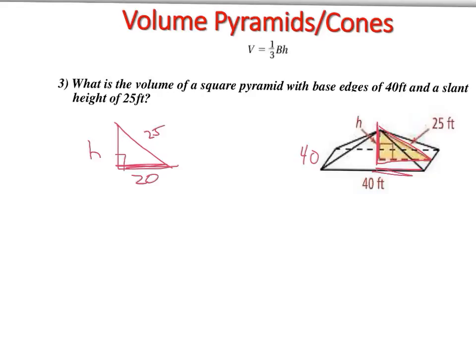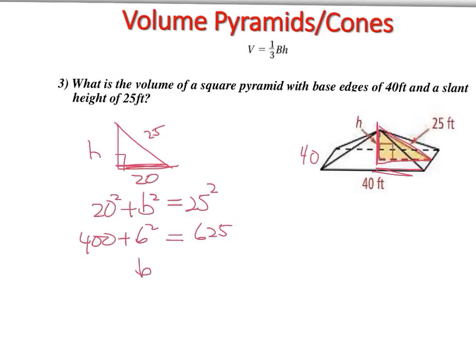So going through that, we'll have 20 squared plus h squared, since h is a leg, is equal to 25 squared, since 25 is the hypotenuse. Okay, so we'll get 400 plus h squared is 625. When you take away 400 from both sides, you'll get h squared is 225. So square rooting both sides, we'll get h equals 15. So that means that the height of this is 15.